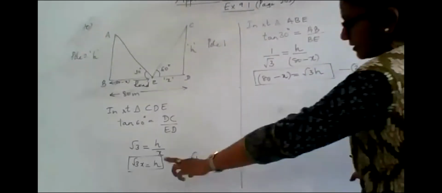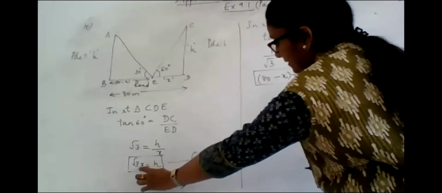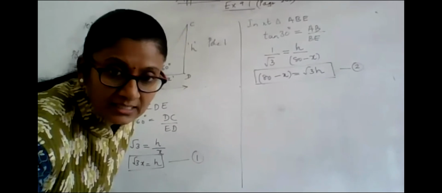Now I have two equations. h is equal to root 3x is the first equation. The second one says root 3 times h equals 80 minus x. So in the place of h I can substitute root 3x because I am trying to solve the two equations to get x as well as h.